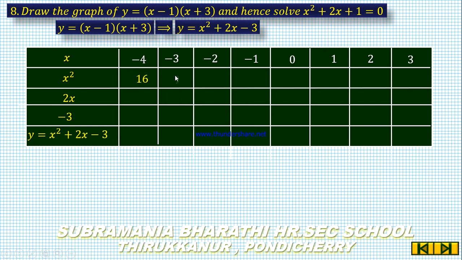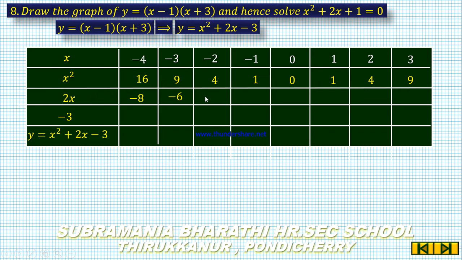Minus 4 square is 16, minus 3 square 9, minus 2 square 4, minus 1 square 1, 0 square 0, 1 square 1, 2 square 4, 3 square 9. Now we want to multiply the x by this 2. That is 2x, 2 into x. So plus into minus is minus, 2 4s are 8. 2 3s are 6, minus 6.